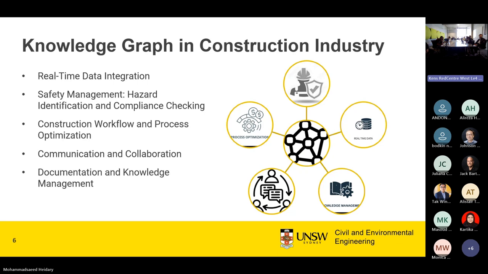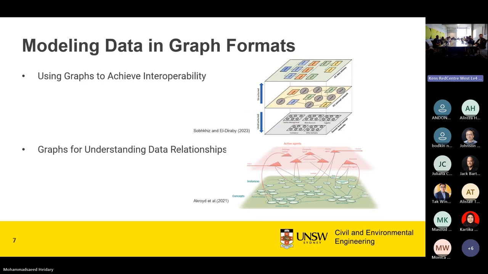If we review what they proposed for solving problems in the construction industry, we can recognize five major areas. They proposed using knowledge graphs to improve real-time data integration, safety management, construction workflow and process optimization, communication and collaboration, and documentation and knowledge management. But a very important question arises: why did researchers use a graph structure, or graph formats, for representing the data? If we consider the works, we can understand two main reasons. First, they use the graph to achieve interoperability.